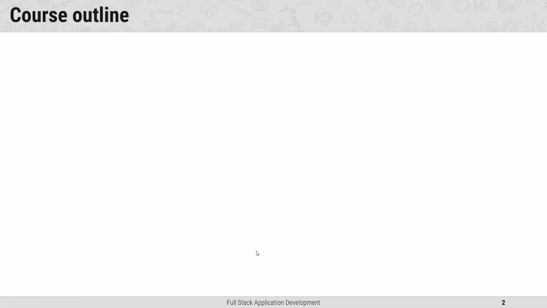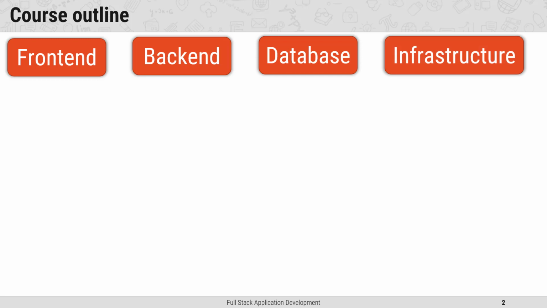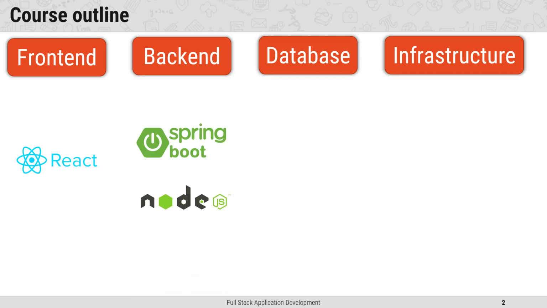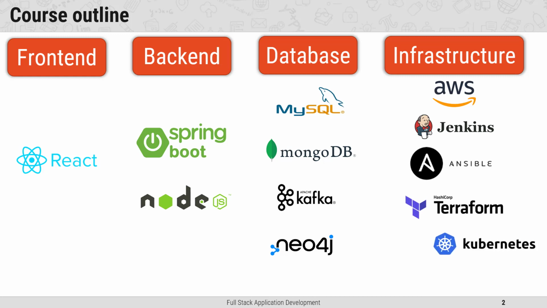Let's start with the course outline. In this course, you are going to learn about the front end, back end, database, and the infrastructure. In the front end, we will learn about React.js. The back end would be Spring Boot and Node.js. The database would be MySQL, MongoDB, Apache Kafka, as well as Neo4j. In the infrastructure, we are going to learn about AWS, Jenkins, Ansible, Terraform, Kubernetes, as well as Docker.